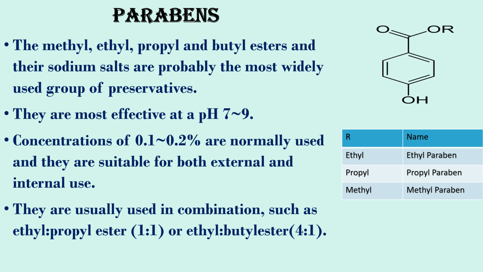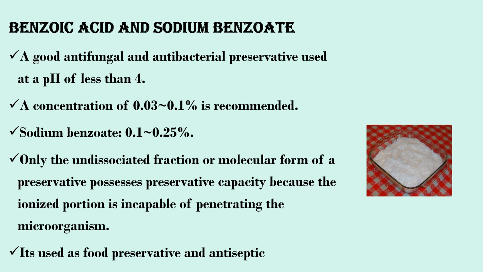They are normally suitable for external and internal use. They can be used both externally and internally, and they also can be used in combinations of two of them. If you go and see any preparation, cream or syrup, there will be a combination of ethyl and propyl paraben. Mostly they are given in combination, like ethyl and propyl esters are combined in 1:1. Ethyl and butyl are combined in 4:1 ratio. This is how the parabens are used.